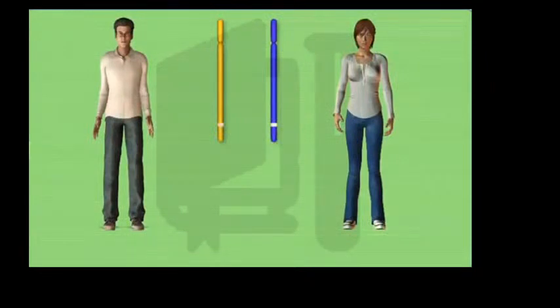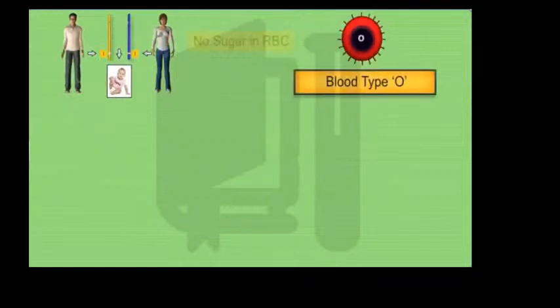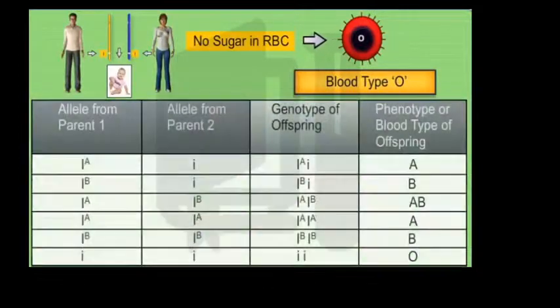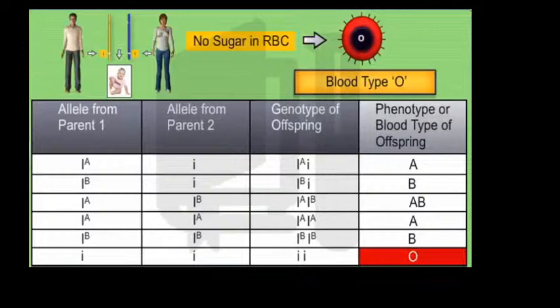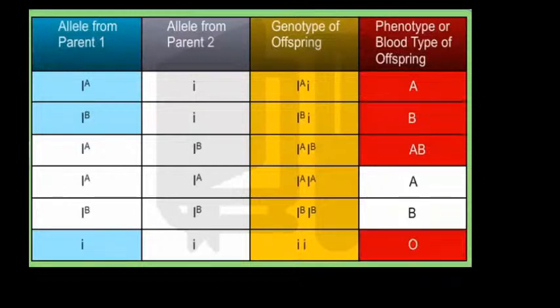However, if the alleles from both parents are small i, the RBCs have no sugar in them, and so the genotype of the offspring is small i small i, and the phenotype is O. Therefore, as there are 3 different types of alleles, there are 6 possible genotypes and 4 different blood groups, or phenotypes, that exist. Apart from being a good example for codominance, the ABO blood grouping system is also an ideal example of multiple alleles.